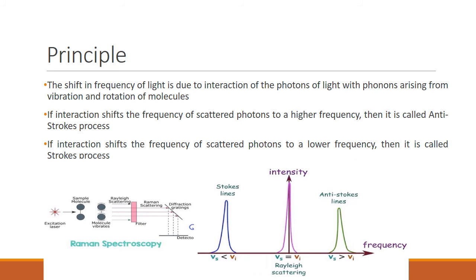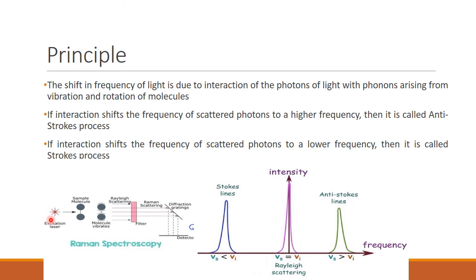Now let us study the basic working principle behind the shift in frequency. The shift in frequency of light is due to interaction of photons of light with phonons. Phonons arise by vibration and rotation of molecules, similar to the previous case. If the interaction shifts the frequency of the scattered photon to a higher frequency, then it is called anti-Stokes. If it shifts the frequency of the scattered photon to a lower frequency, then it is called the Stokes process. We'll go into detail on how it works.